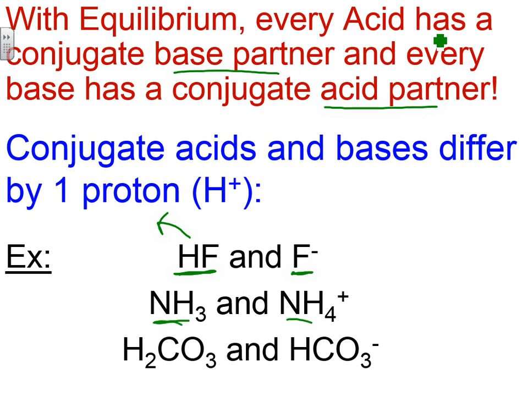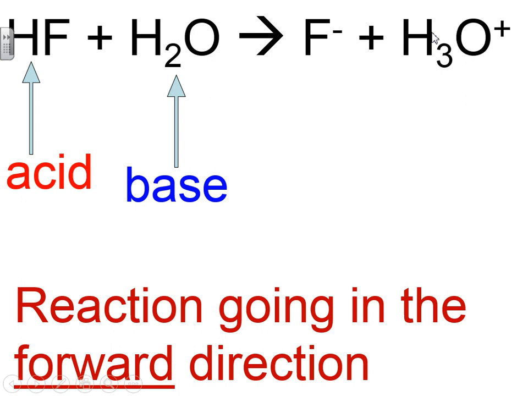H2CO3, carbonic acid, has a partner, HCO3-. Again, it gave up one of the H's, or H+. Notice that when you give up the H+, you end up with a minus charge because a positive ion was removed. So these are conjugates. The way they connect is that the acid, HF in this case, will donate a proton to water, which accepts it, so water becomes the base. Remember, bases accept protons. So when that happens, F- results and H3O+ results.